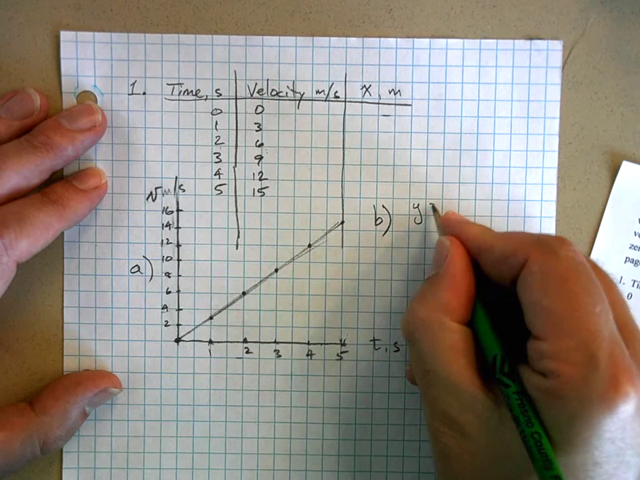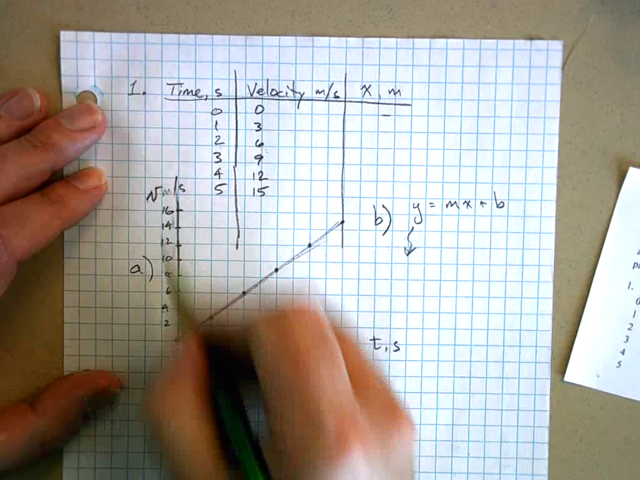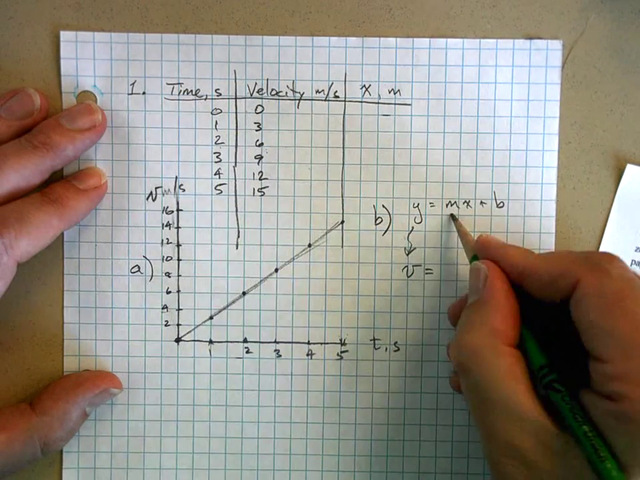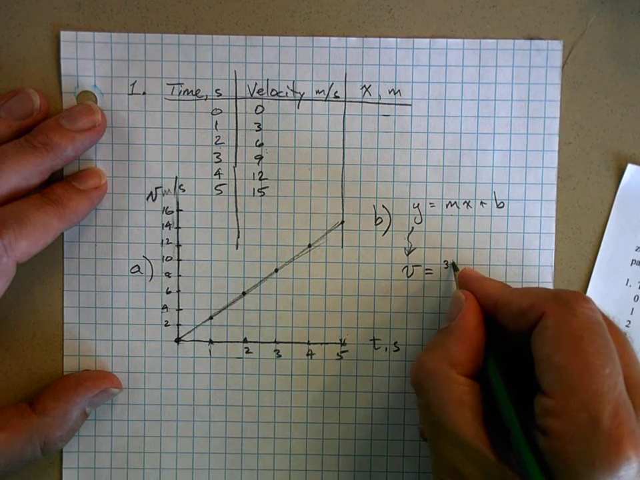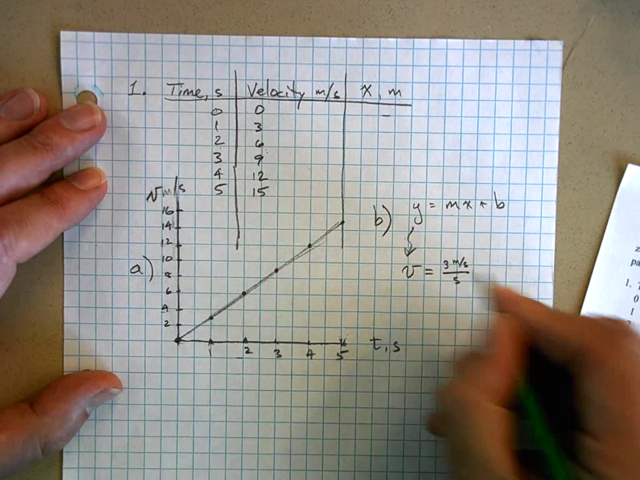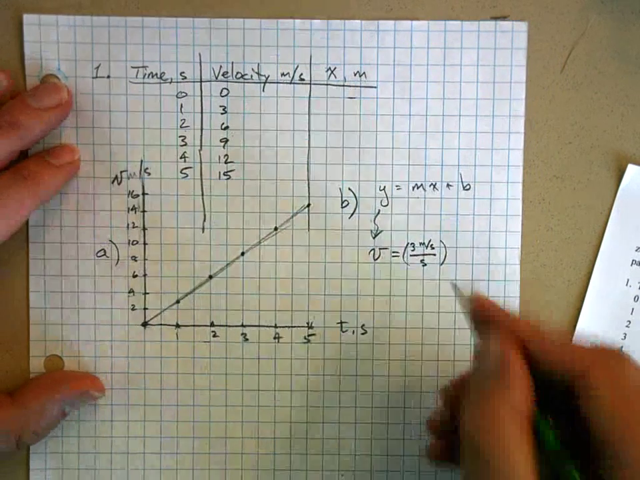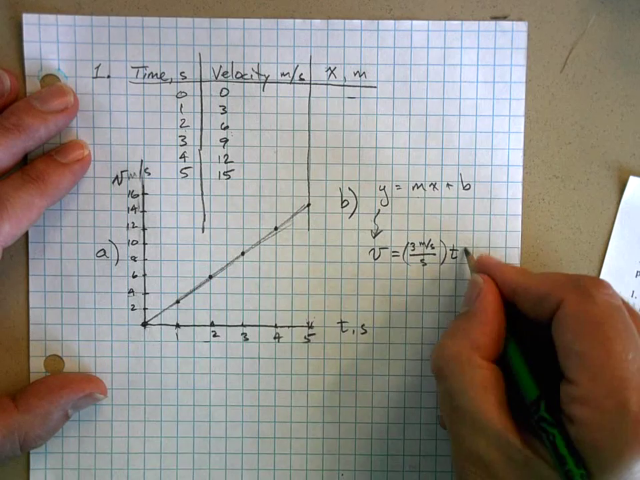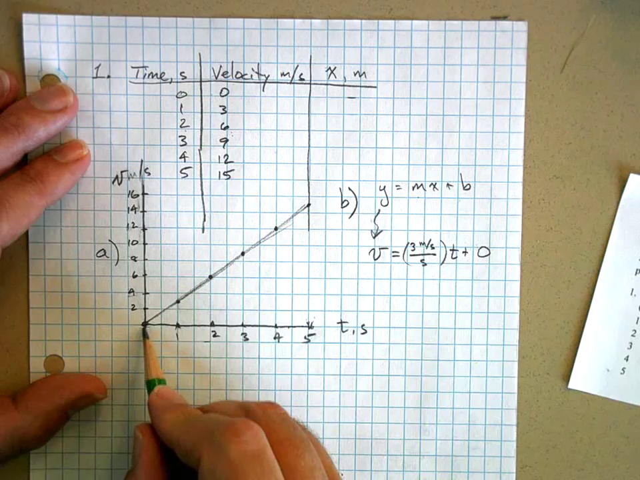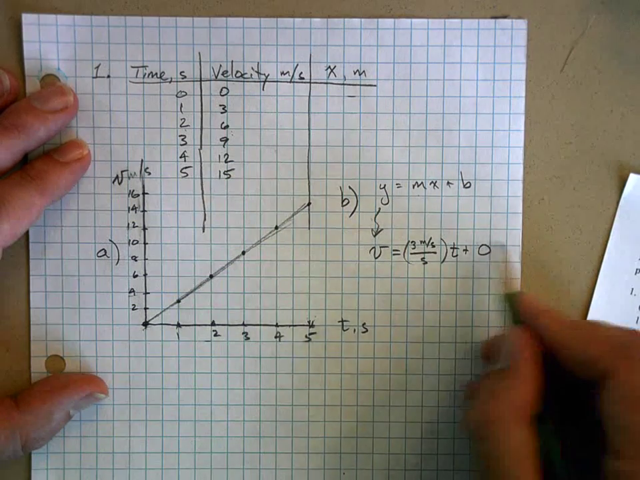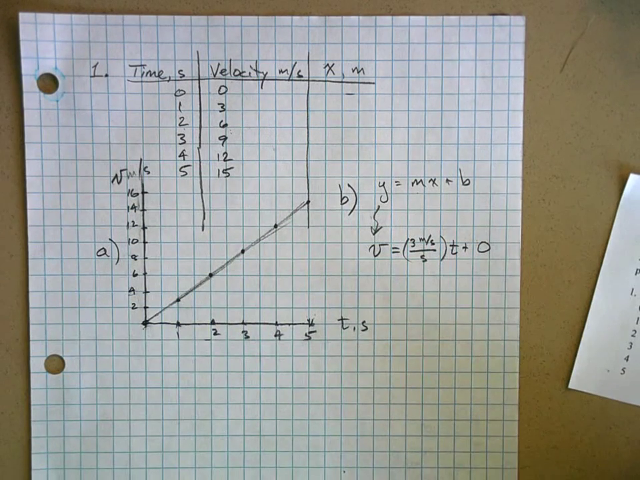Now part B, it says write a math model. So, okay, y equals mx plus b. The y-axis is v. The slope, I think you can see that every second we're going up by 3 meters per second. So the slope is 3 meters per second every second. If you want to write 3 meters per second squared, go for it. And this is times time plus 0. At time t equals 0, the velocity is 0. And you can just put plus 0 or you can just leave it alone. So there's our math model for velocity.